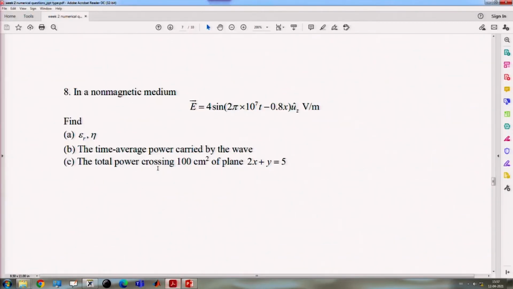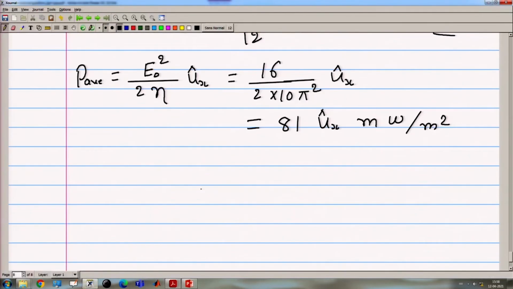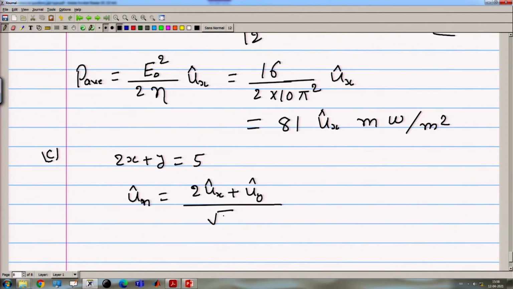Next part is the total power crossing 100 square centimeter of the plane 2x plus y equal to 5. So, in this part, the plane is 2x plus y equal to 5. The unit vector on this plane will be (2 ux plus uy) divided by the square root of 5. So, this is the unit vector on this plane.